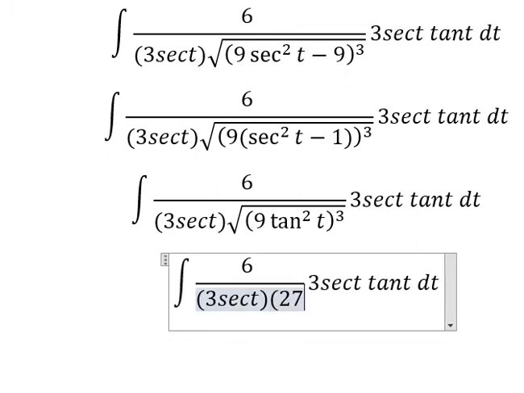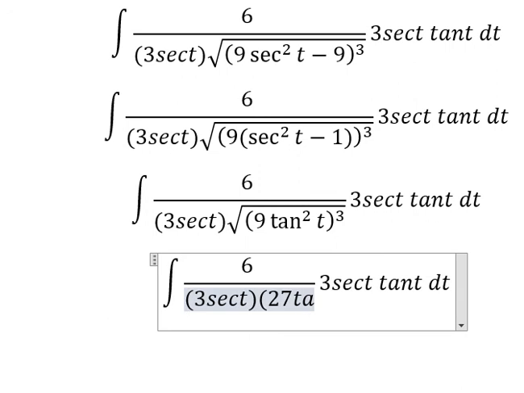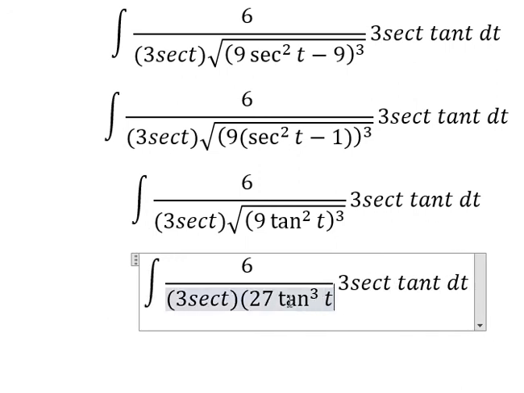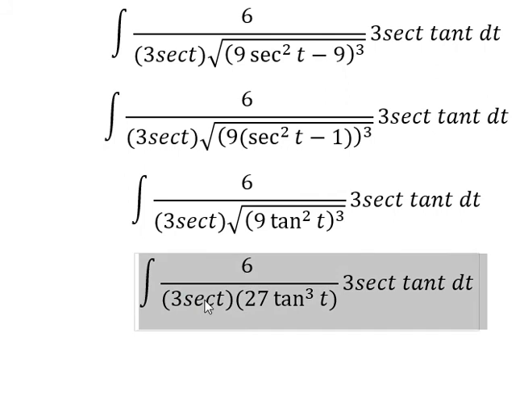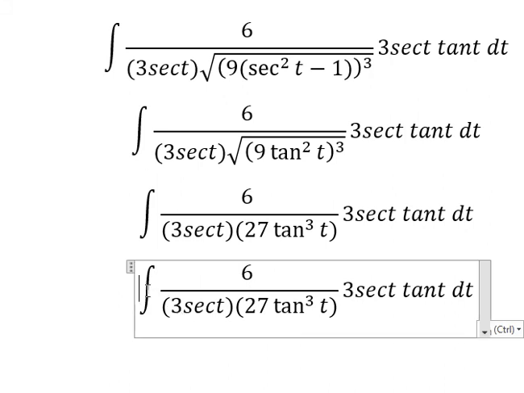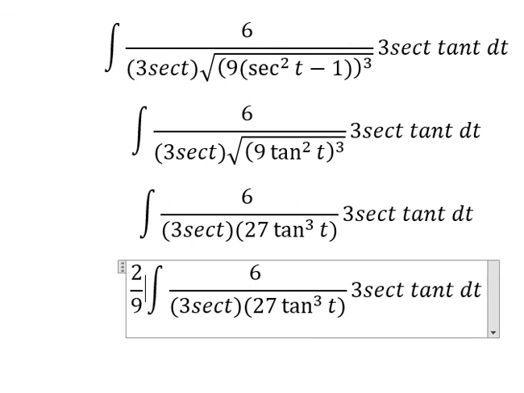27 tan t to the power of 3. Now we need to simplify 6, 3, and 27. We put together and you get 2 over 9.